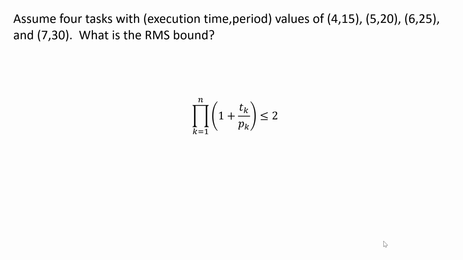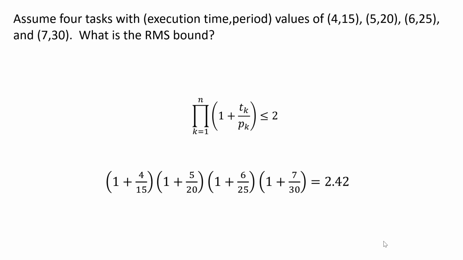So the RMS bound is the product, and in this case you just take 1 plus 4/15 times 1 plus 5/20 times 1 plus 6/25 times 1 plus 7/30, and that's 2.42. That is greater than 2, so there's no guarantee that those tasks will be schedulable.